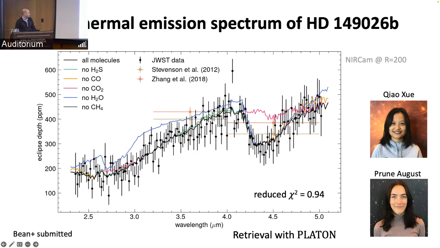So this is the thermal emission spectrum that we have. HD 149026b had been targeted previously by Spitzer, and our data agree fairly well with those photometric measurements, but now we spectroscopically resolve this part of the spectrum.